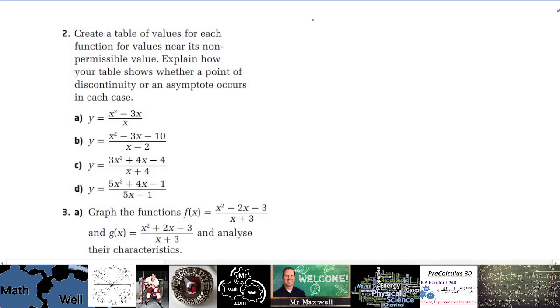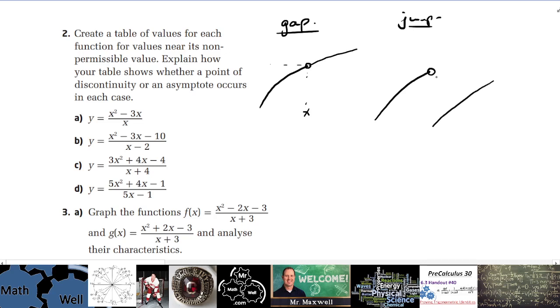So what you want to remember is what we talked about before. A gap discontinuity would look something like this: a curve or a line that would have an open space where the x value that is restricted causes an undefined value for y, but the graph on either side is very, very close together. You see, the points are very, very close together. A jump discontinuity would look like this. The graph here, and then here's your undefined value, but then the graph picks up over here somewhere, you see? So it's a big jump.